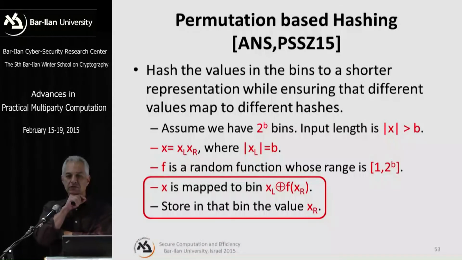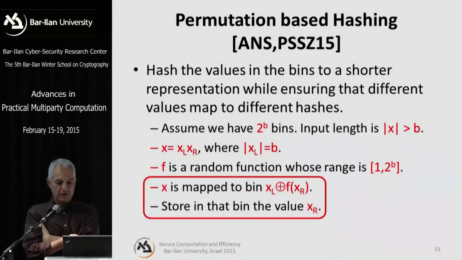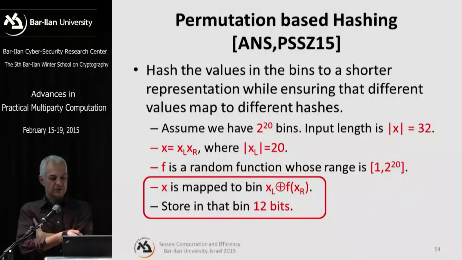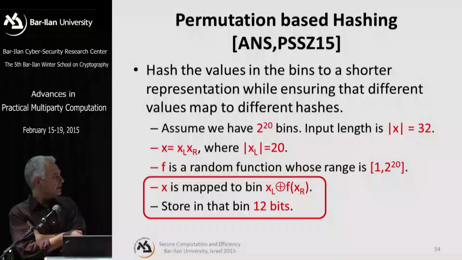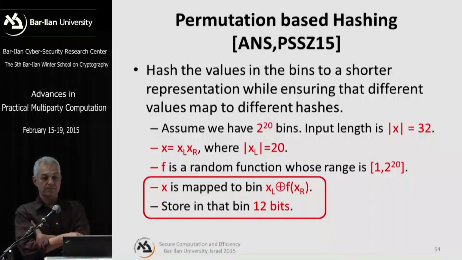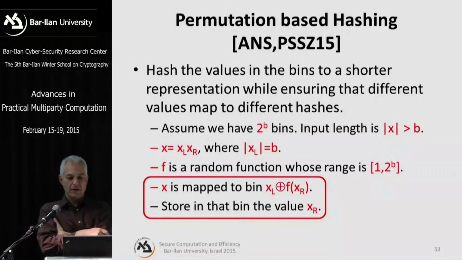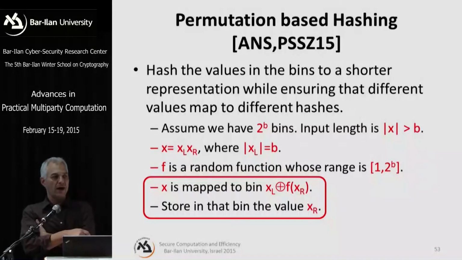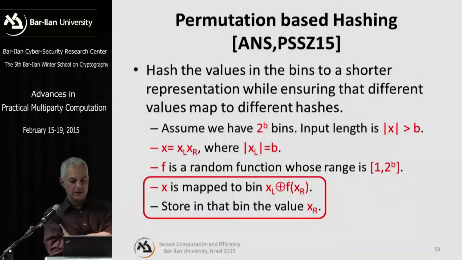Assume we have 2 to the b bins, like 1,000,000 bins, and the input length is x, which is much larger than b. So let's go to the second slide. Assume we have 2 to the 20 bins, and the inputs are 32 bits long. So I'll go back. We look at each input x as being composed of the left part and the right part.